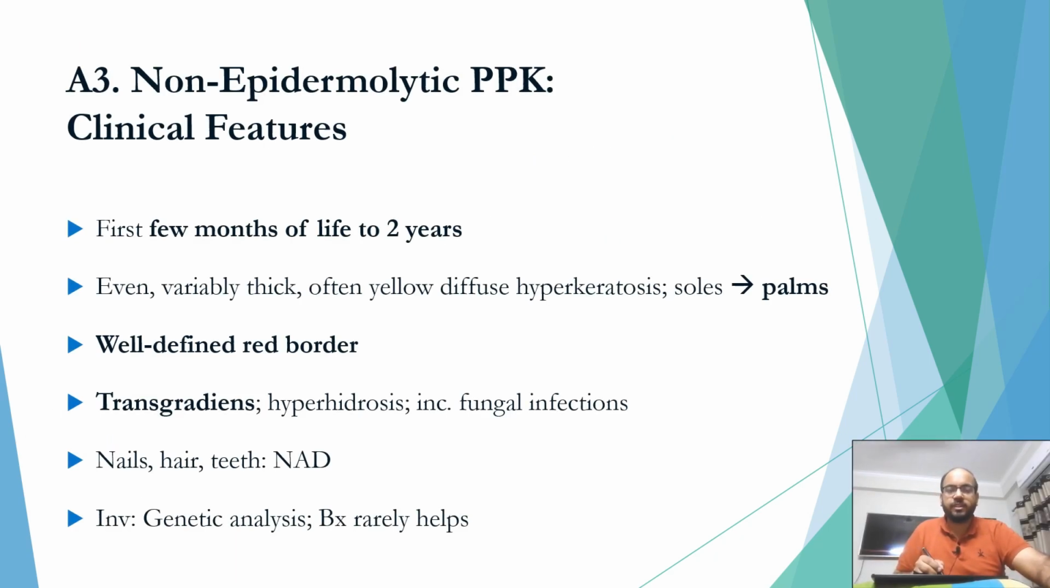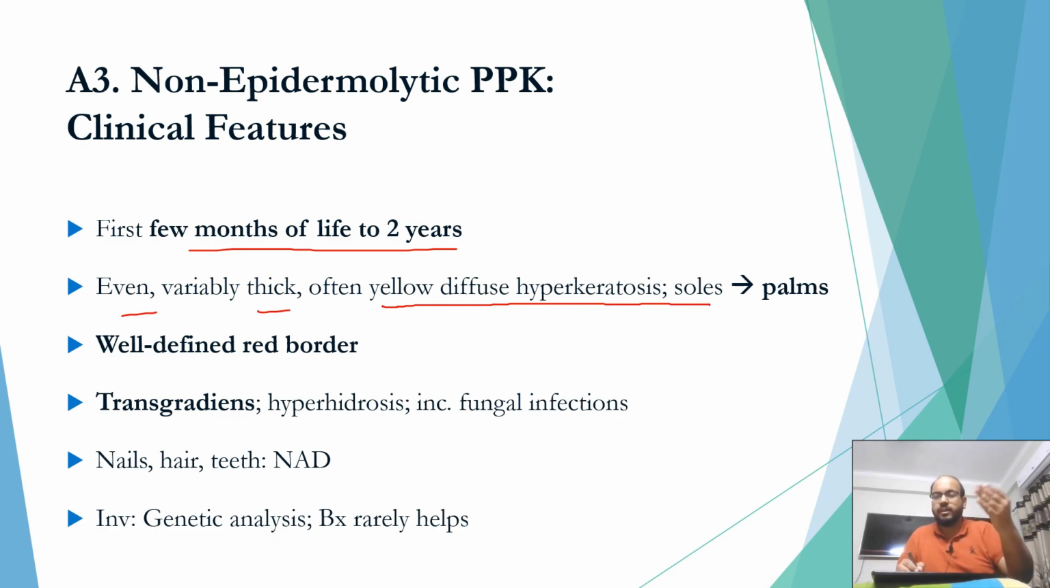The clinical features start from a few months of life to about 2 years. It is even, thick, yellow diffuse hyperkeratosis over soles first and then palms. So it develops first on soles, then the palms. It has a well-defined red border, but it's not because of epidermolysis. Okay. It is transgradient, that means it crosses the margin between the dorsum and the ventrum. There is hyperhidrosis, like we said, and there are increased chances of fungal infection.